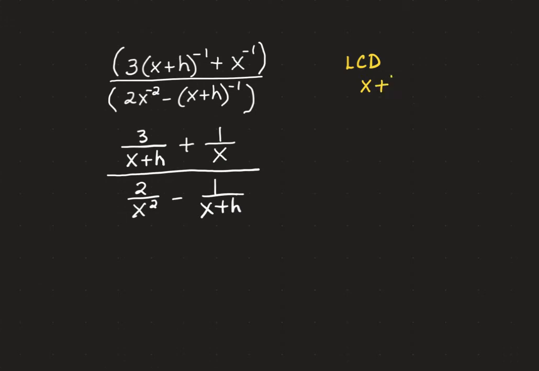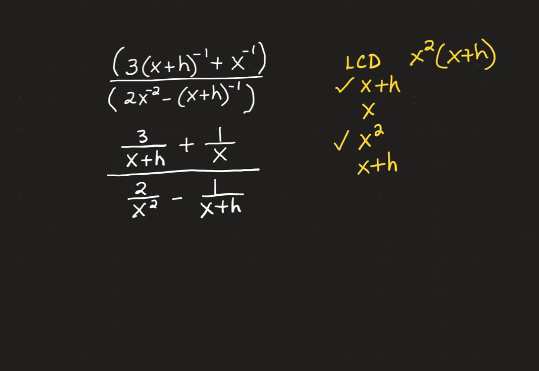I have an x plus h, I have an x, I have an x squared, which is the same thing as x times x, and I have an x plus h. Okay, so factors that I have: x as a factor. The most number of times it shows up is here, so I have to have x squared in my least common denominator. And then I have x plus h. It shows up once here and once here, so it has to show up once in my least common denominator.